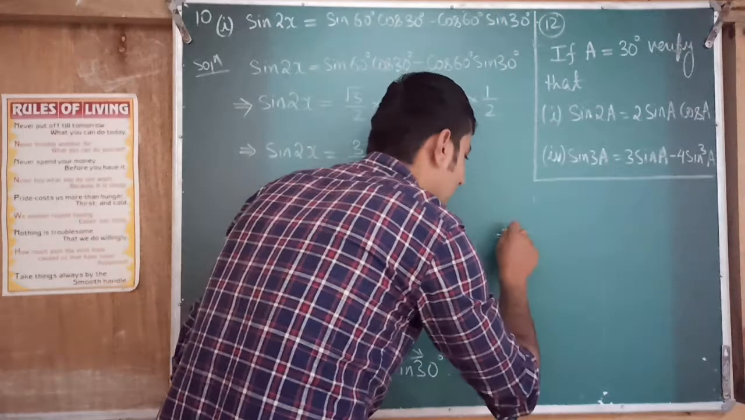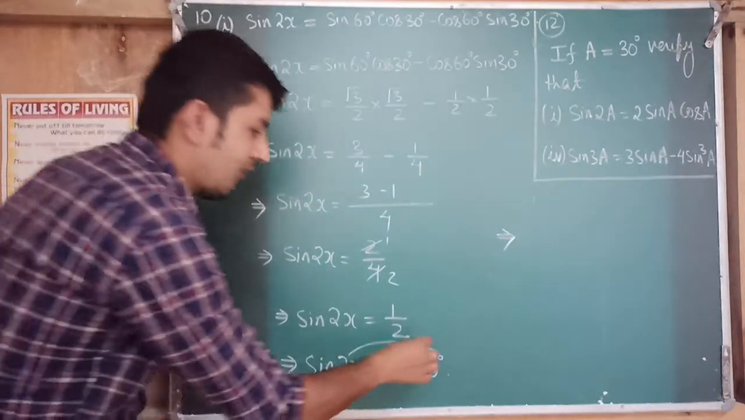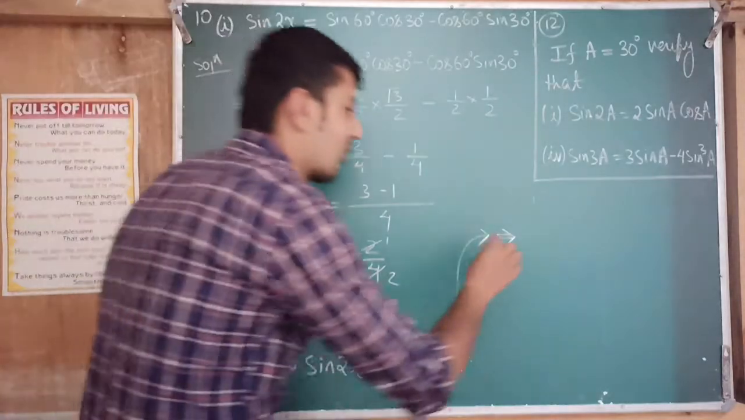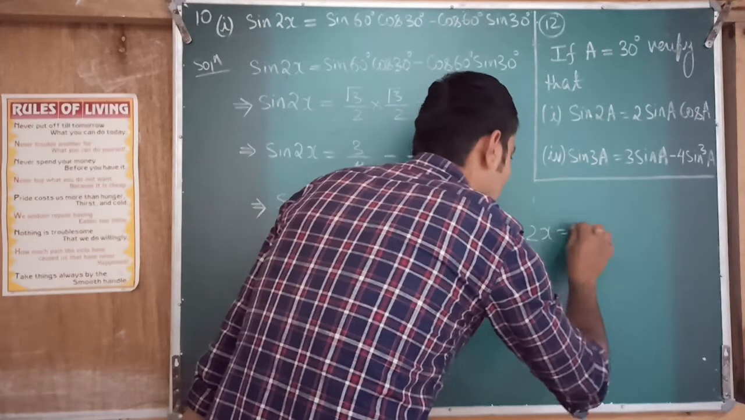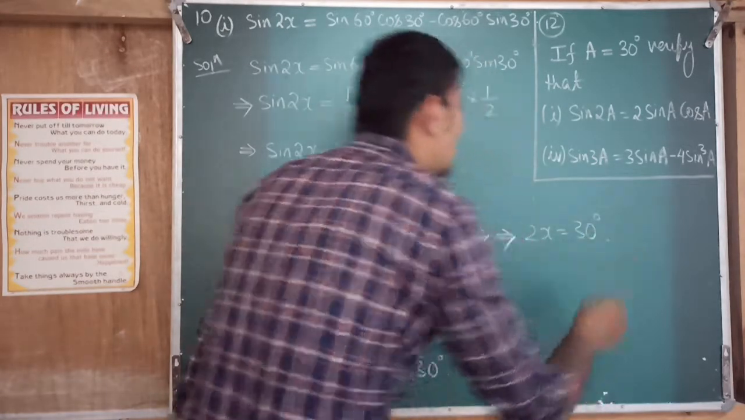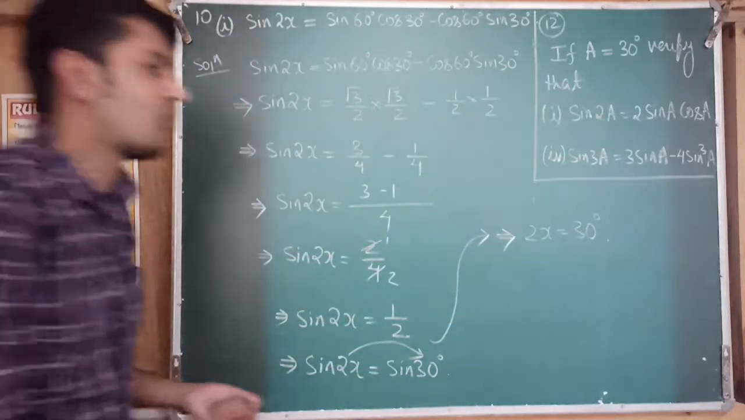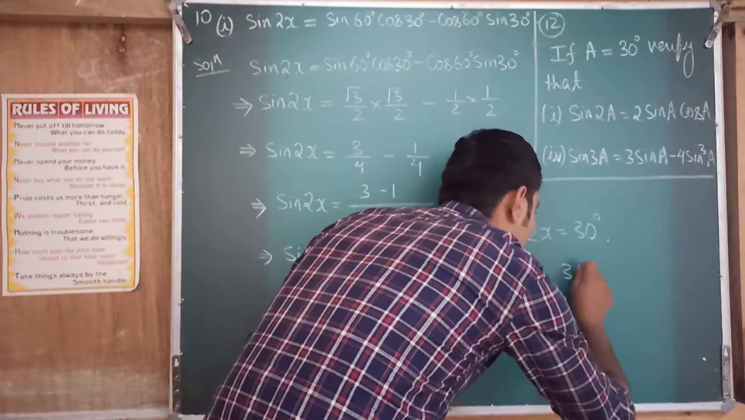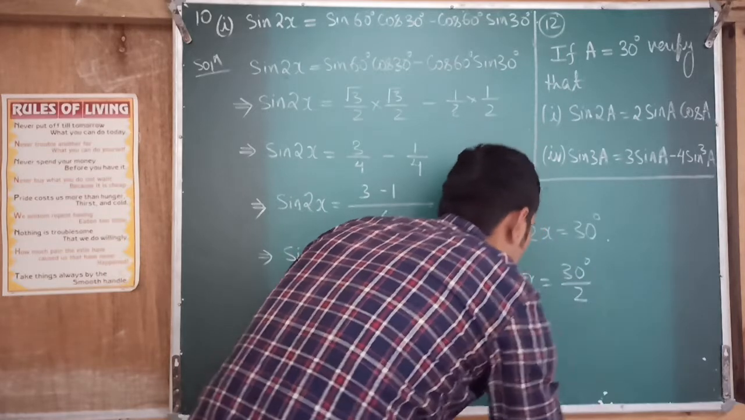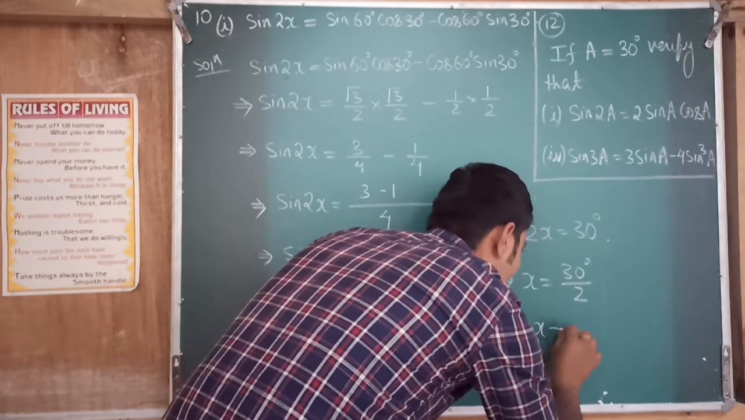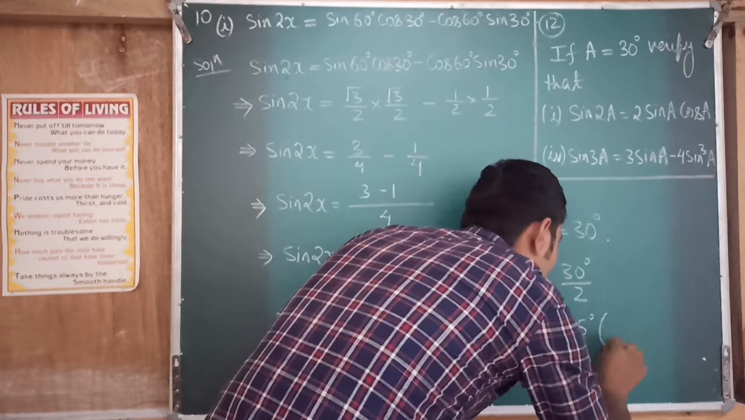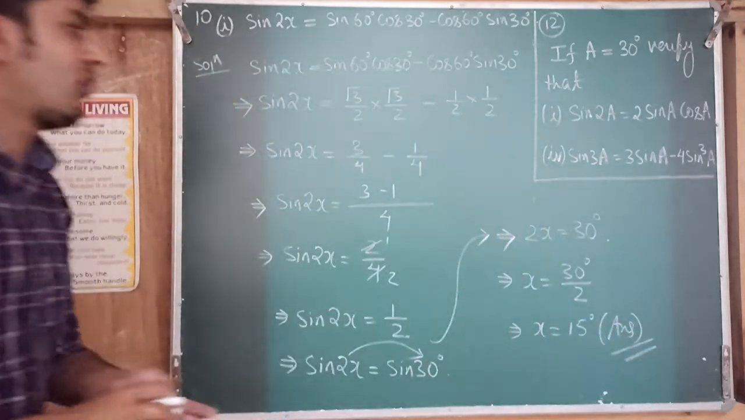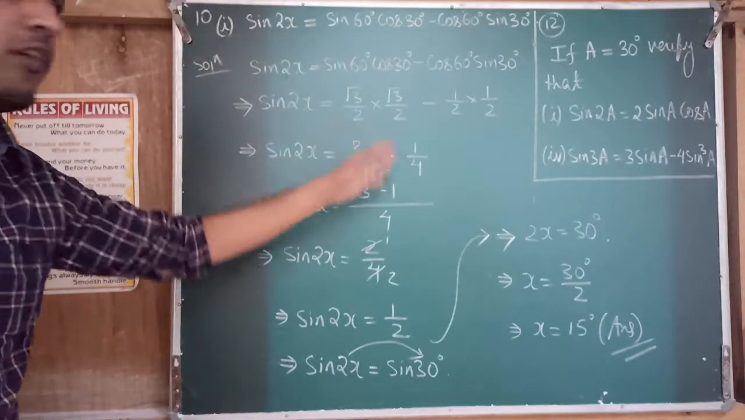So what does this imply? This implies that your 2x must be equal to 30 degree. So this implies how much is your x? Your x is equal to 30 by 2. So how much will you get? x equal to 15 degree, which is the required answer. I hope this problem is okay for you.